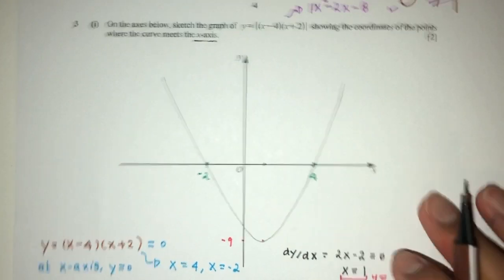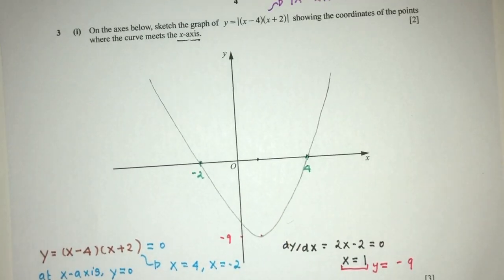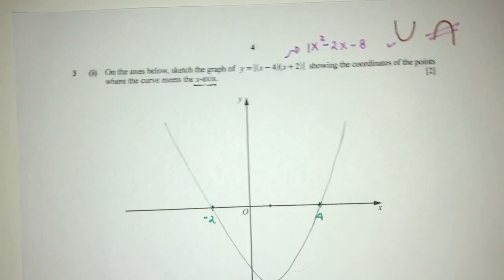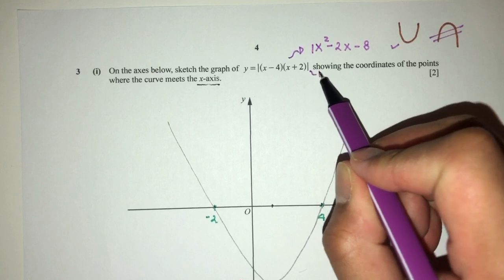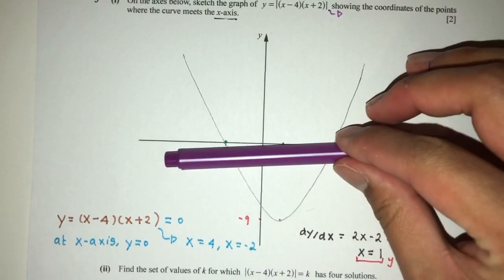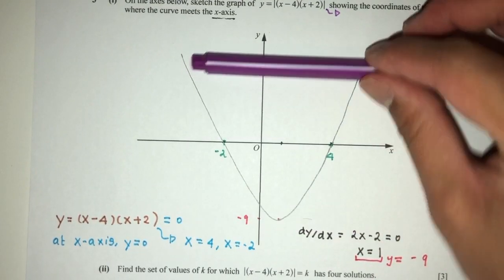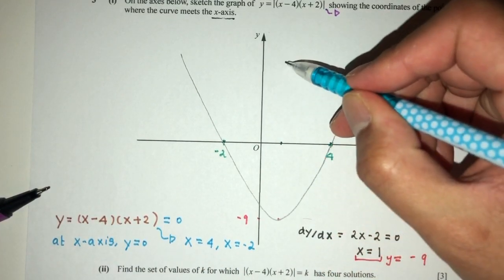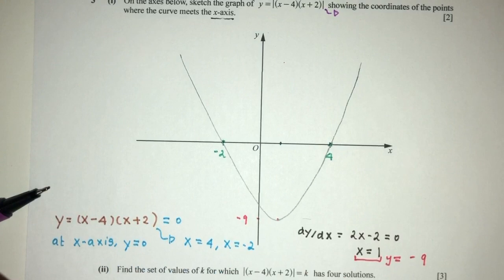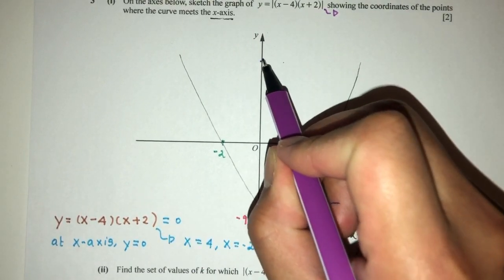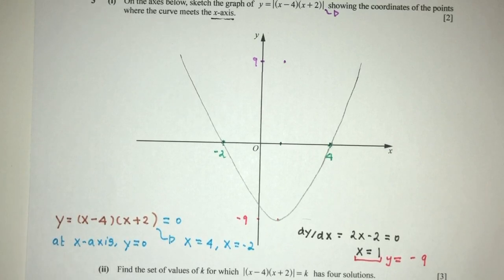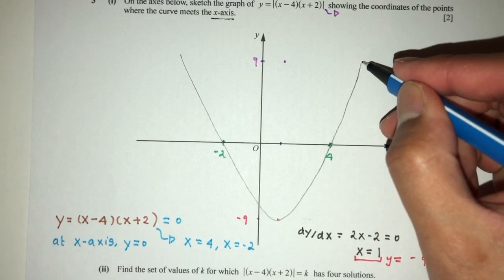Now if we go back to the main question with the modulus sign, the modulus sign means that everything below the x-axis will be reflected upwards. So this point right here will be reflected onto the opposite side. That will be the point (1, 9). 1, 9 should be somewhere over here. Now this will be your answer. This is the actual answer.